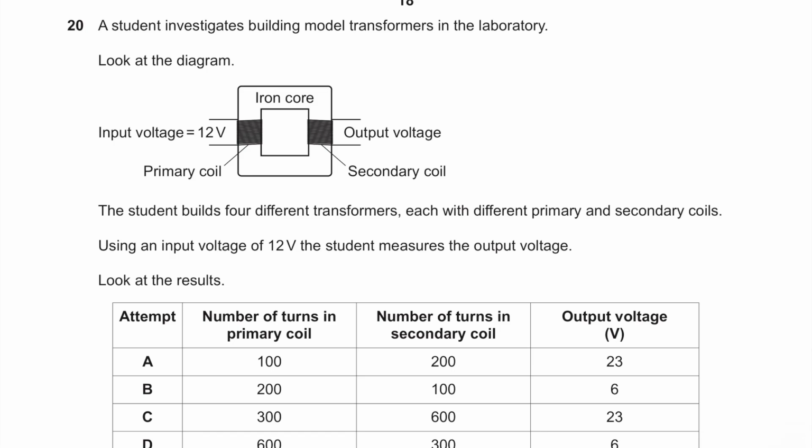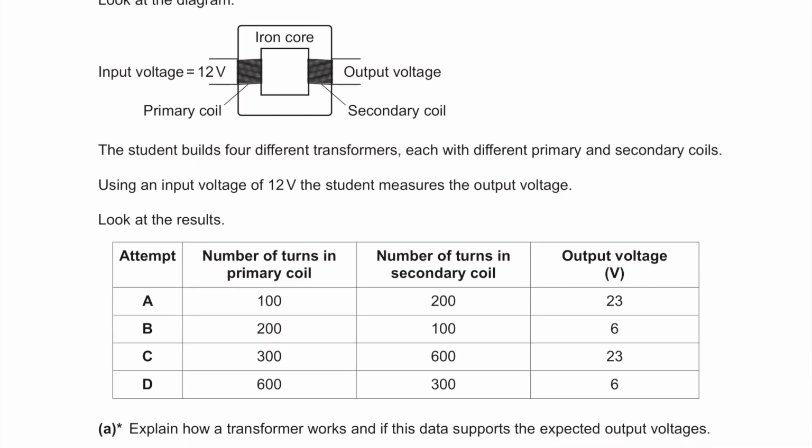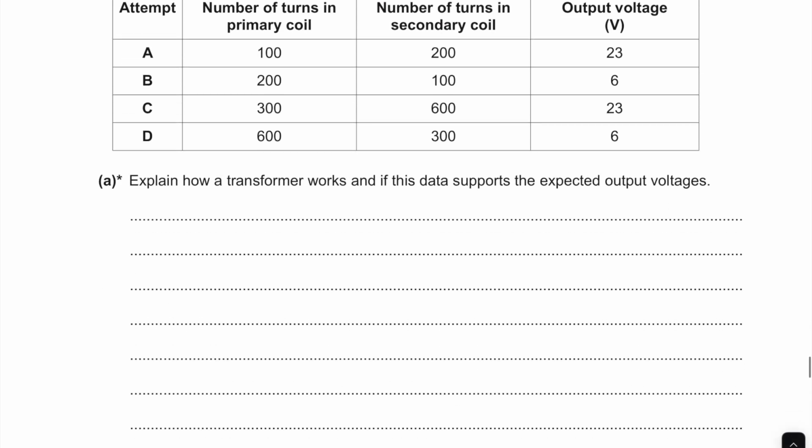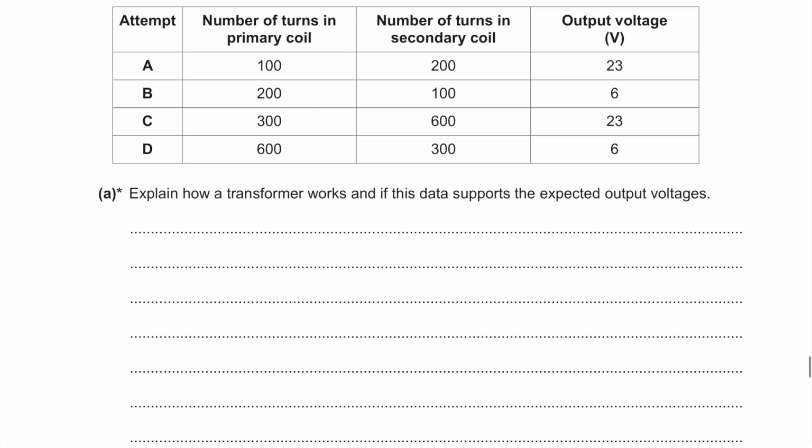So here we've been given that a student is investigating building model transformers in the lab. There are 4 different transformers that the student builds with different primary and secondary coils using an input voltage of 12. The student measures the output voltage. So we are looking at the input voltage as VP, and we have to work out VS. Explain how a transformer works and if this data supports the expected output voltages.